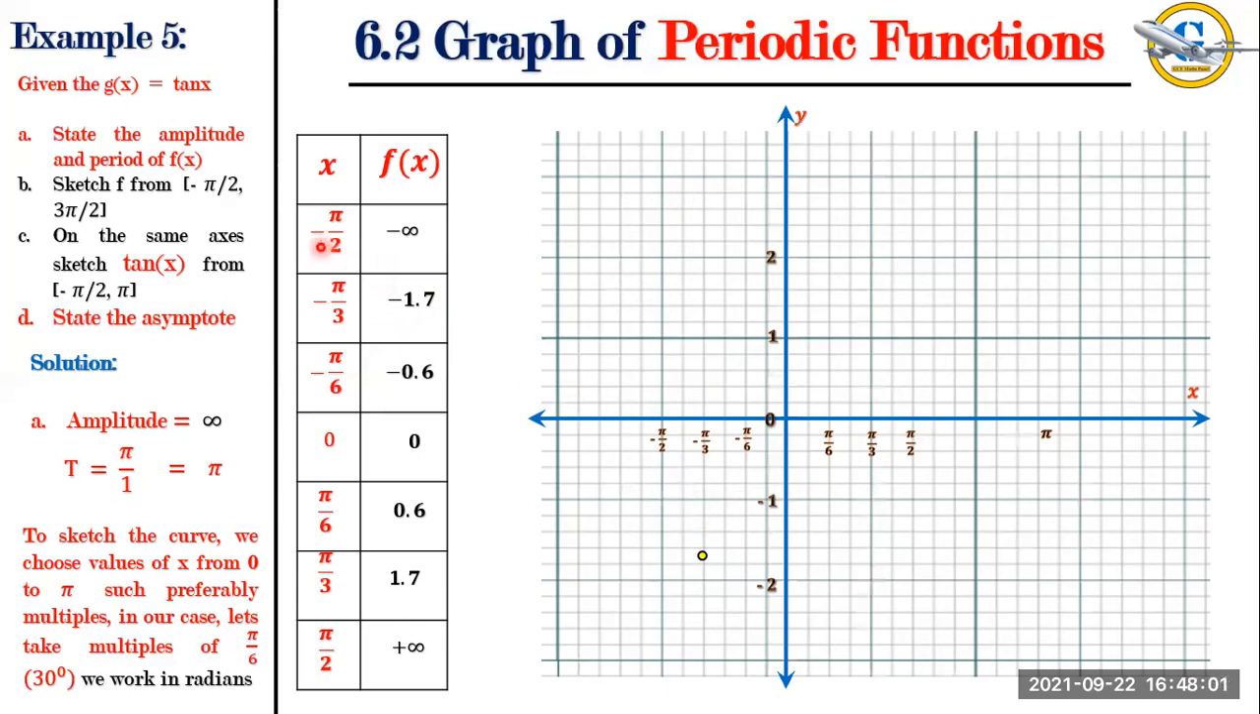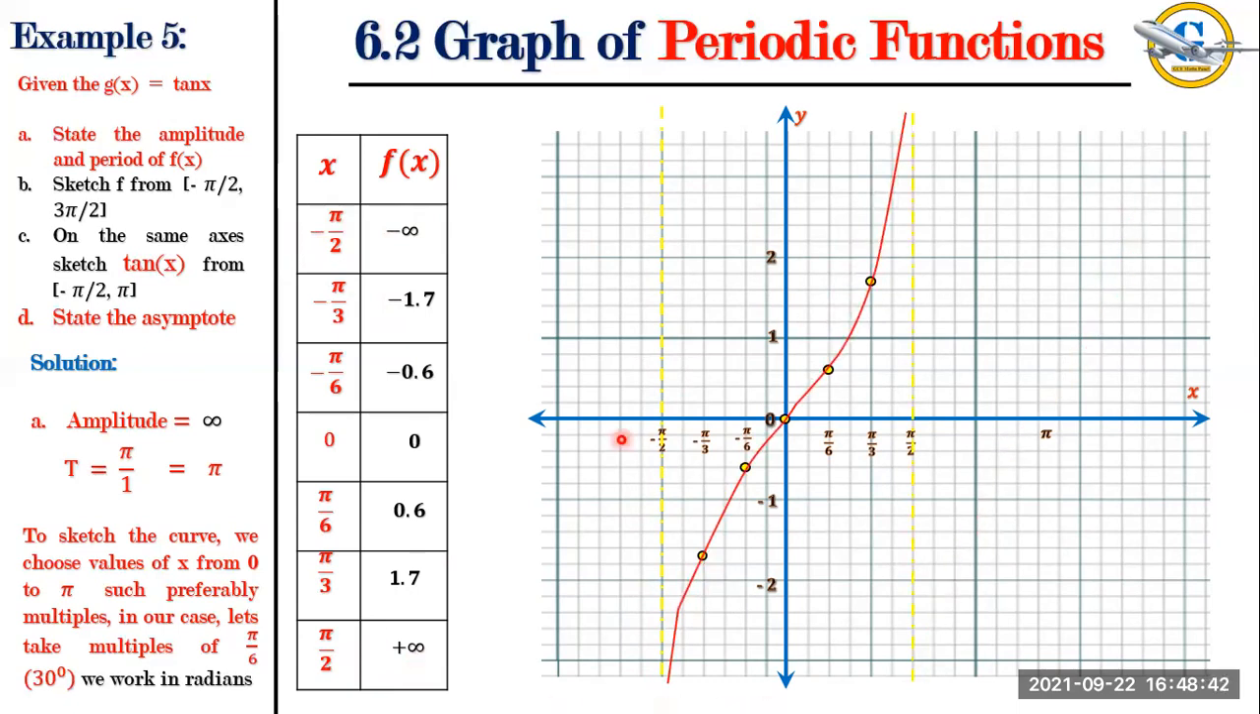So we have minus pi on 3 and minus 1.7. We have minus pi on 6 and minus 0.6. We have 0 and 0, pi on 6 and 0.6, pi on 3 and 1.7. So at these other points, this negative infinity value that we have is because x equals minus pi on 2 is a vertical asymptote. So the curve approaches the line but does not touch the line. Equally, at positive infinity, it approaches the line but does not touch the line. So we have two asymptotic lines, as you can see, and we can now link our curve like this.